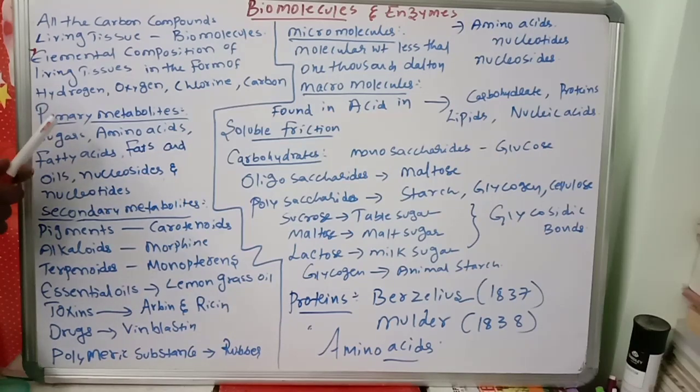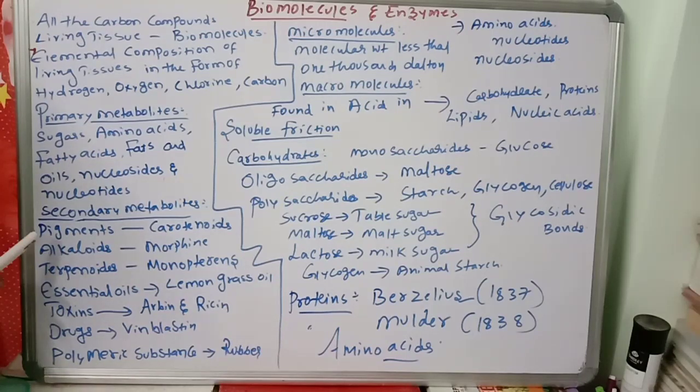Now primary metabolites I am going to discuss. Sugars, amino acids, fatty acids, fats and oils, nucleosides and nucleotides. These all are primary metabolites. Sugars, in the sense, carbohydrates. You know, proteins, fats, oils and nitrogen bases. These all are primary metabolites.